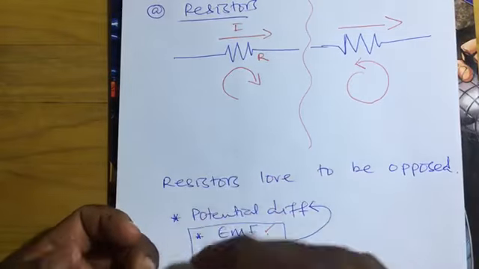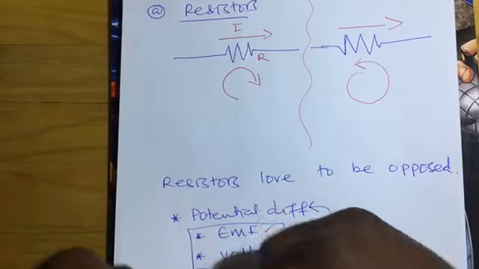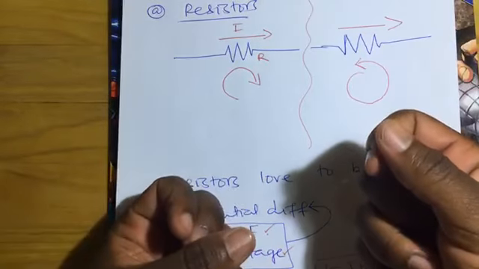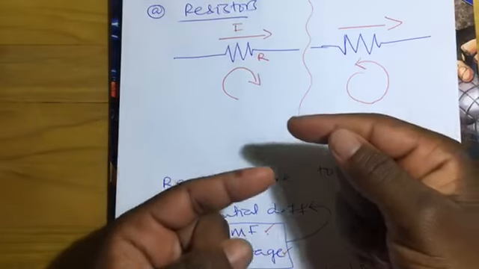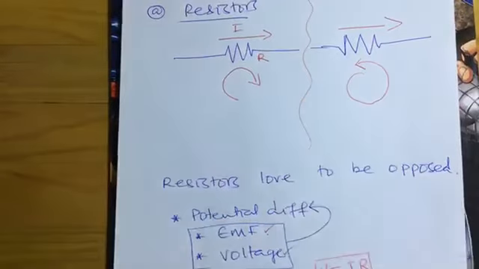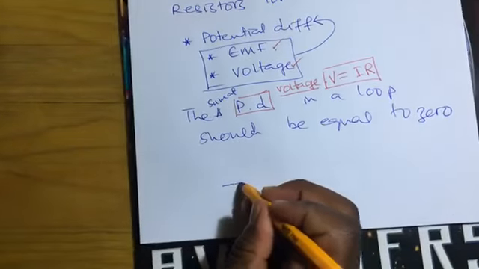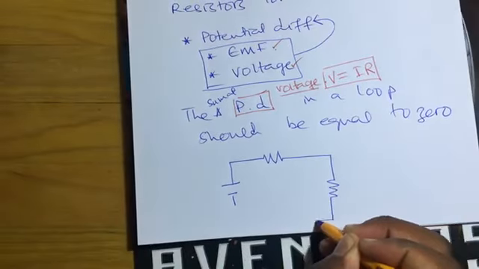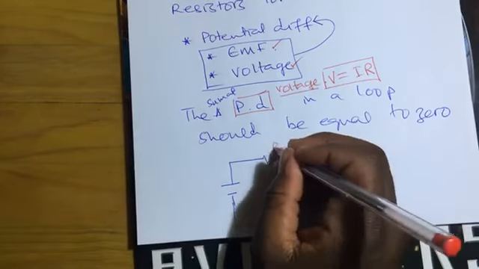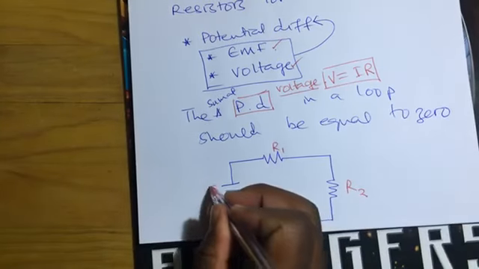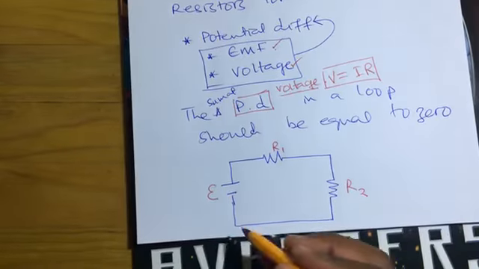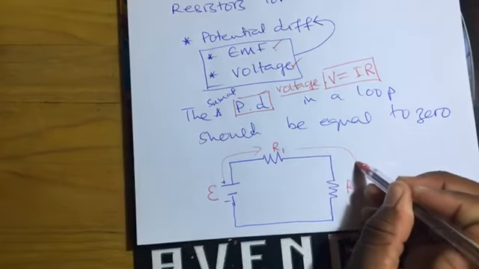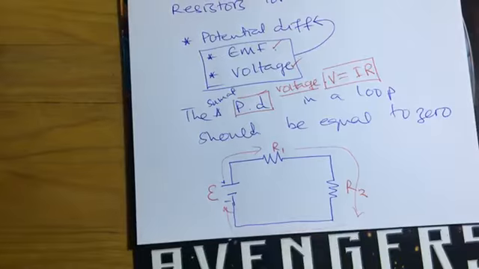In a loop, we are going to meet a battery. A battery is going to have voltage, obviously, okay? And in a loop, we are going to have resistors. Resistors are also going to have voltage. Because in a loop, for instance, we can have that. This is R1, this is R2, this is E. And then this is positive, this is negative. So current is going to flow like this, and it will go back.